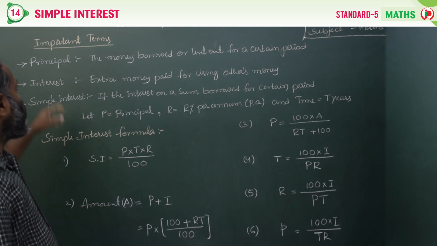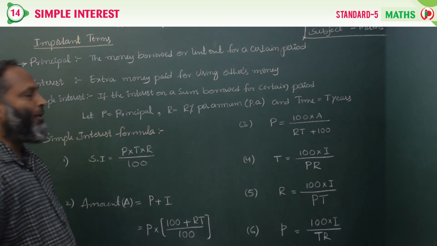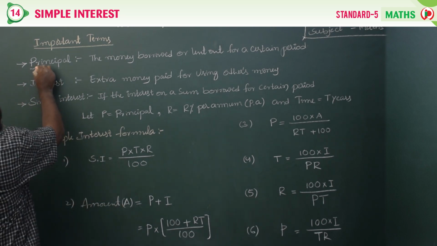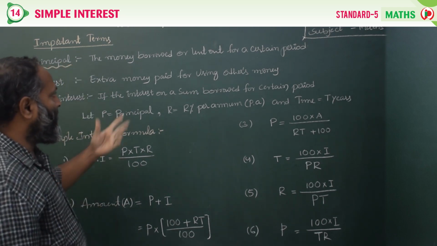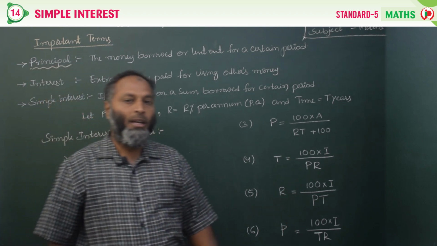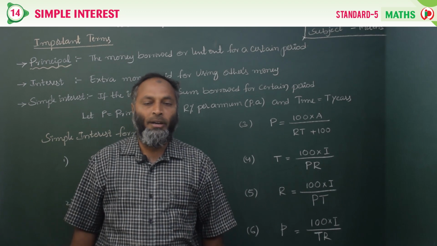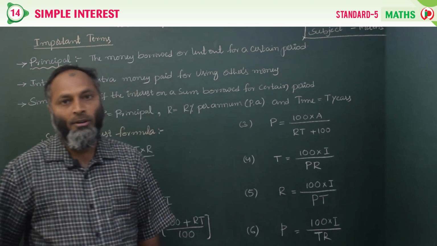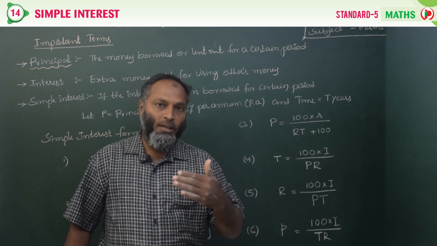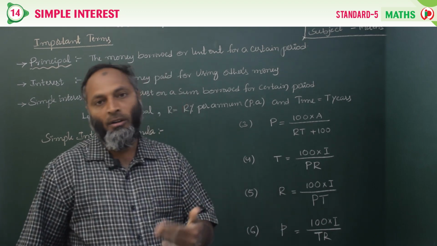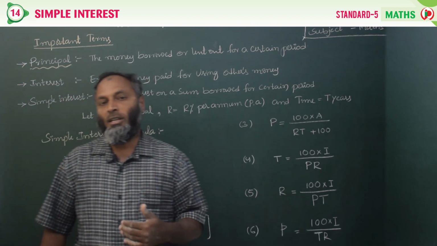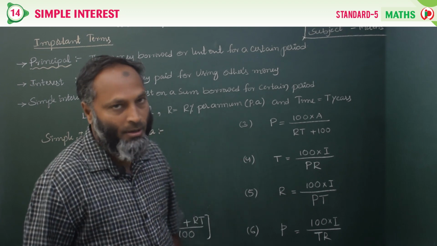Now students, some important terms. First, principal. What is the principal amount? The money borrowed or lent for a certain period. If you are taking money from others for a certain period, that is the principal amount. Whatever amount we are taking or borrowing from others for our personal purpose, that is the principal amount. Okay.